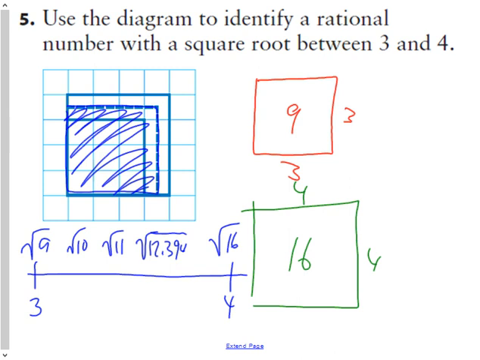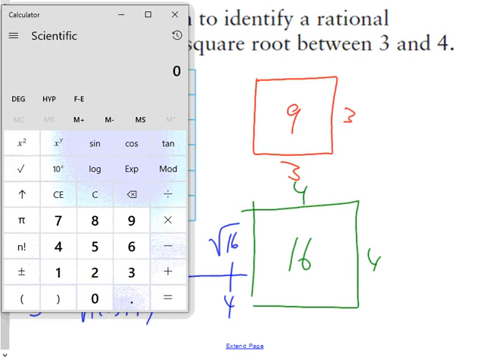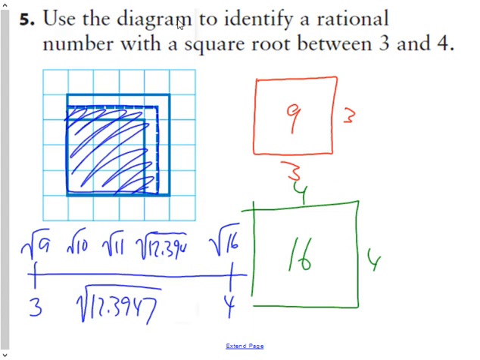Let's just choose some really crazy number. Let's go with 12.3947. The square root of that should be between 3 and 4, and it is. It's about 3.5, right? So any number that falls between 9 and 16 will have a square root between 3 and 4.